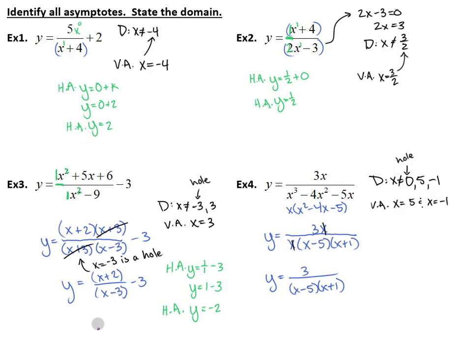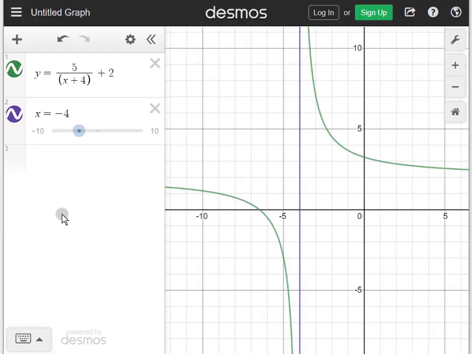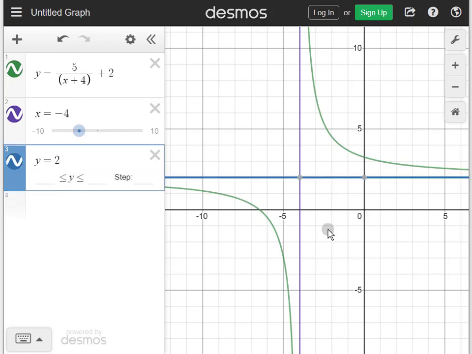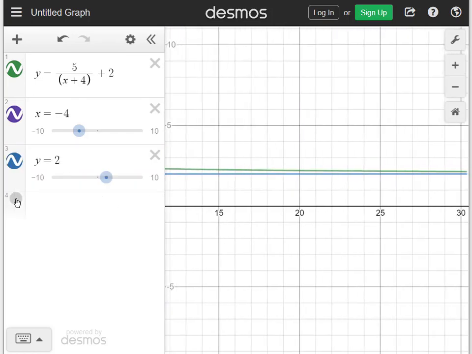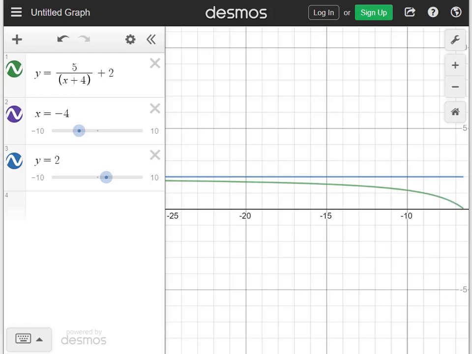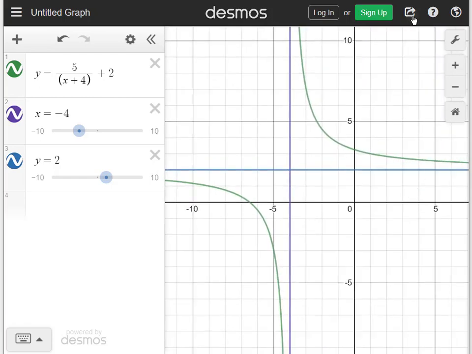We'll take a quick look at that graph again. Okay, so here was this graph. We'll go ahead and graph in y equals 2, suspected horizontal asymptote. And yep, it does, confirming that visually, match up with what we found.